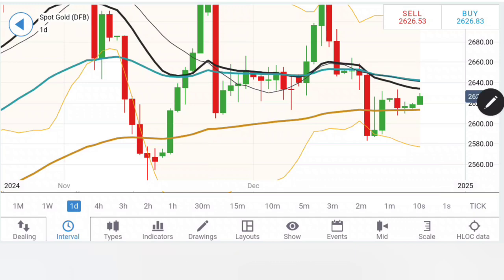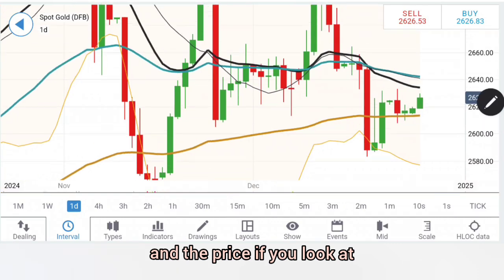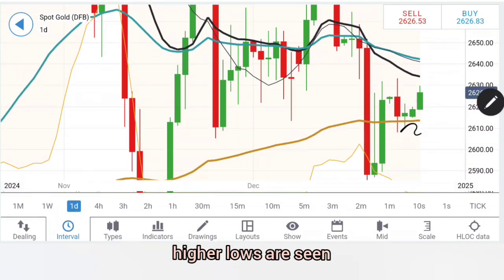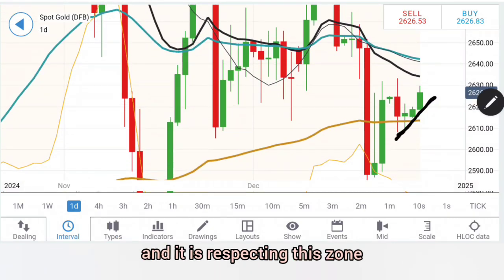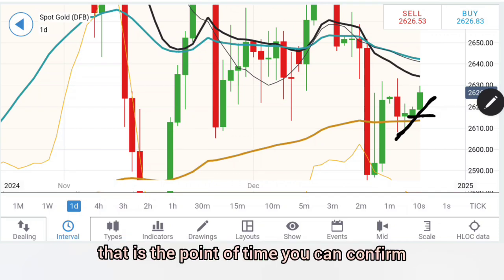Let's start. First on gold, see, very simple. Moving average is crossing over here on the daily chart. Certainly is a bearish sign. And the price, if you look at what has happened for the last few sessions, higher lows are seen and it is respecting this zone. And thus it is very, very important. If at any point of time you see gold below 2640, that is the point of time you can confirm that the bears are back.